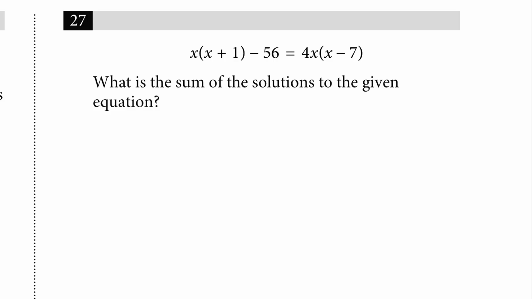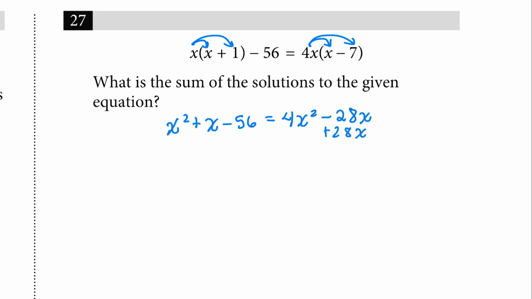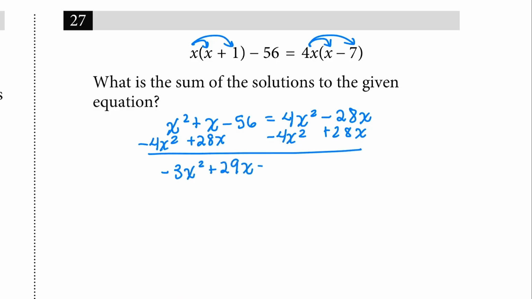What is the sum of the solutions to the given equation? Here we're going to distribute our x, distribute our 4x, combine like terms, factor, and then add them together. So we're going to have x squared plus x minus 56 equals 4x squared minus 28x. We can go ahead and add 28x to both sides, and then we can also subtract 4x squared from both sides. When we do that, we're going to get negative 3x squared plus 29x minus 56 equals 0.